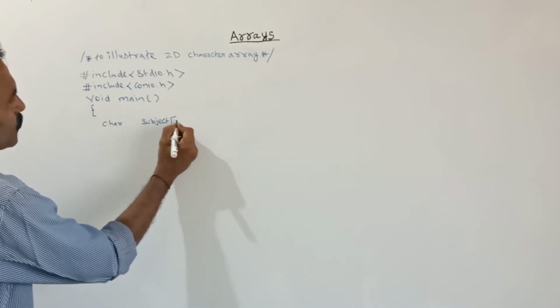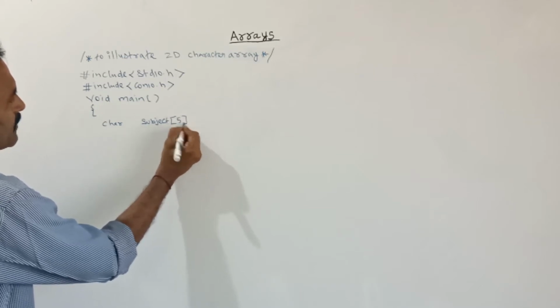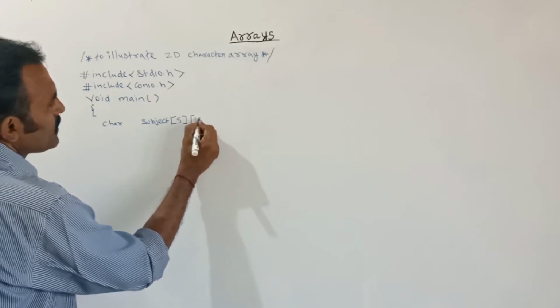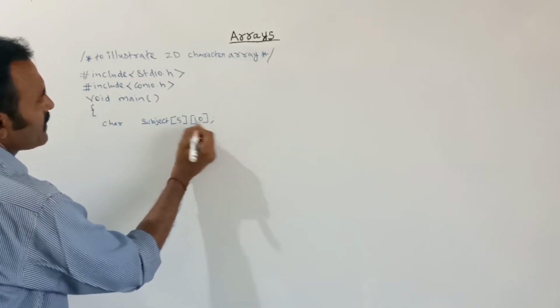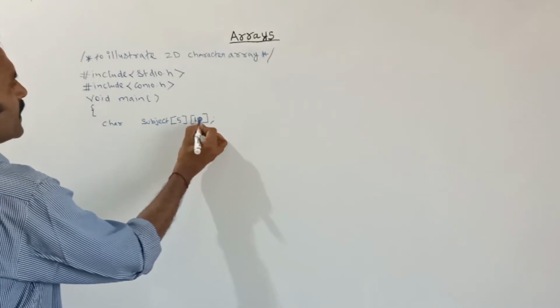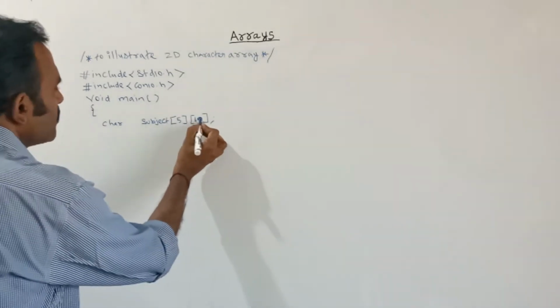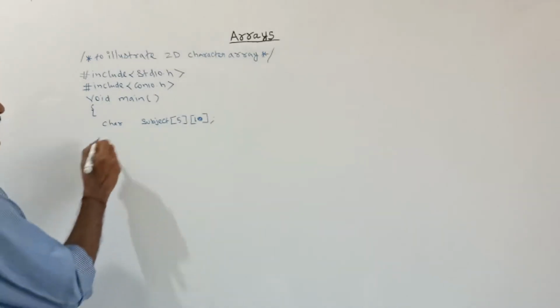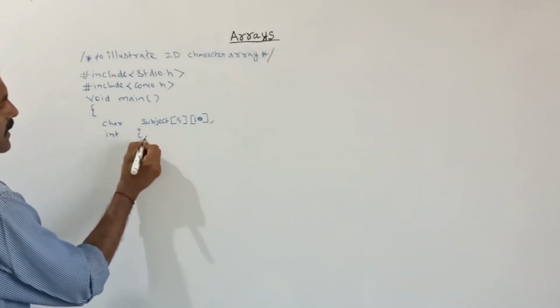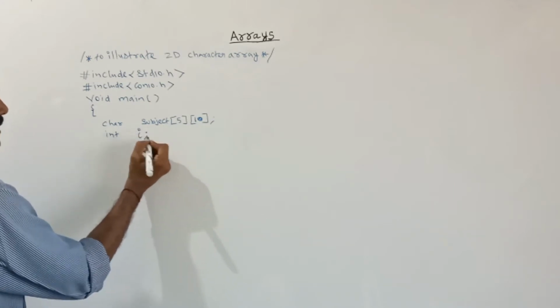After that here two-dimensional, totally 5 subjects I am having. For each and every string I am using here 10, that is length of the string, I can store up to maximum 10 characters for each and every string. See here another variable, integer variable, I am declaring it as I. It is used for the for loop.